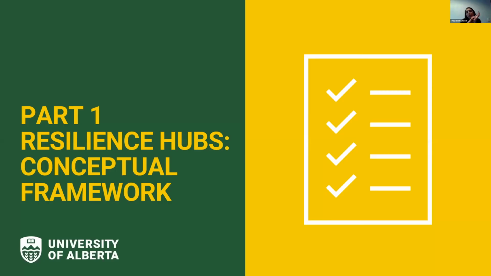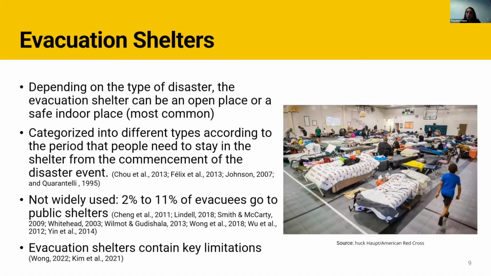Before I present the resilience hubs concept and characteristics, I will talk about some preceding hubs. I will start with evacuation shelters, which are usually public shelters where anyone may seek safety during an emergency. Depending on the type of disaster, these evacuation shelters can be planned for an open area, for example, parks or squares, or an indoor place, such as libraries, recreation centers, and government buildings. These indoor locations are most common because their structures can protect people from multiple hazard risks. Based on the period of time that people need to stay in these shelters from the commencement of the disaster, the evacuation shelter can be categorized as emergency sheltering, temporary housing, or permanent housing. Although they are an important tool during disasters, the literature indicates that they are not widely used. Only 2 to 11% of the evacuees go to public shelters.